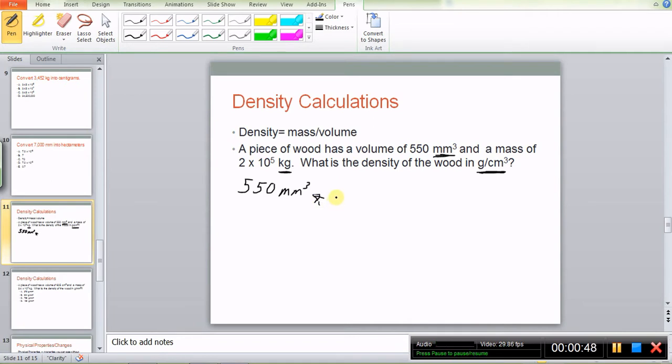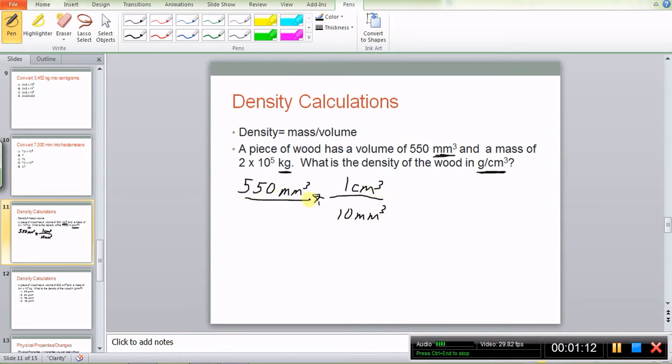Times, and this is how I do my conversions. I think I did this last time a little bit. You can do them a different way. This is how I like to do them. So we need to cancel the units, and we need to get centimeters. So if you were looking at the steps from the previous slide, you know that centimeters is one step above millimeters. So 1 centimeter is equal to 10 millimeters cubed.